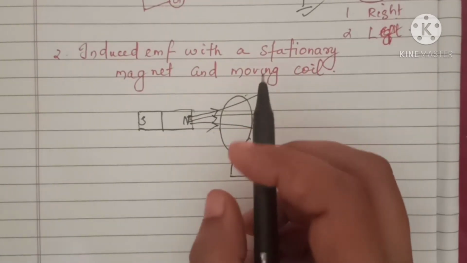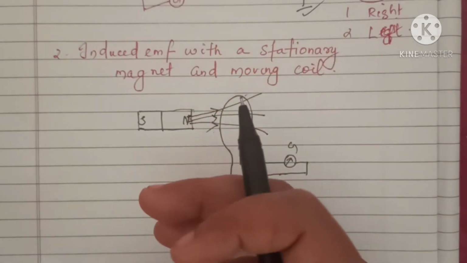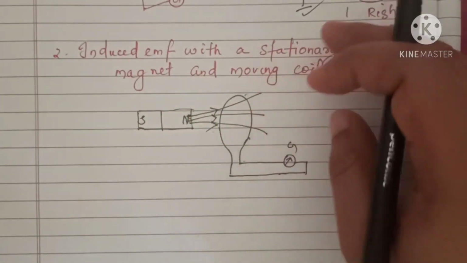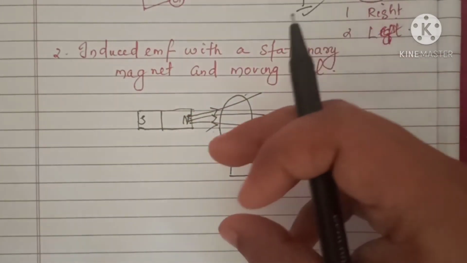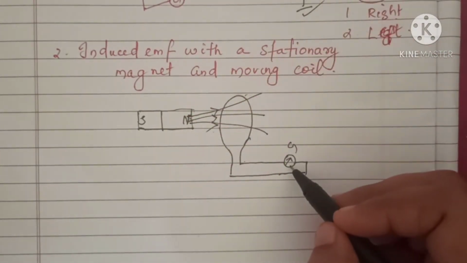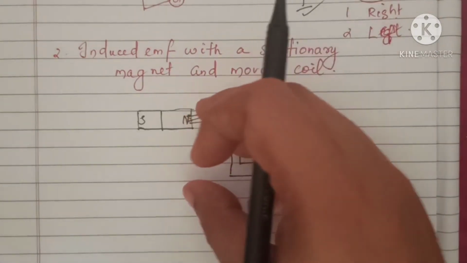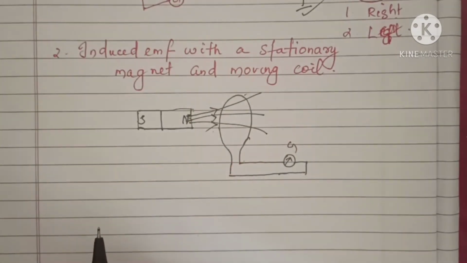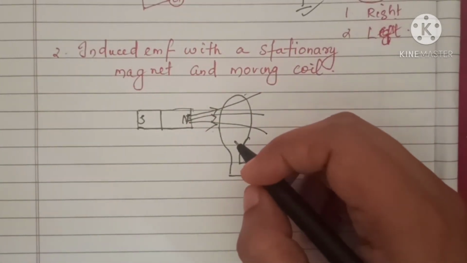Clear? What we are doing here is, in the previous experiment we moved the magnet, but here we are moving the coil itself. Understood? Once it was moved, you can see the deflection on one side of the galvanometer. Then when the coil moved away from the stationary magnet, the deflection is on the other side of the galvanometer. Then when it is kept stationary, there is no deflection in the galvanometer.